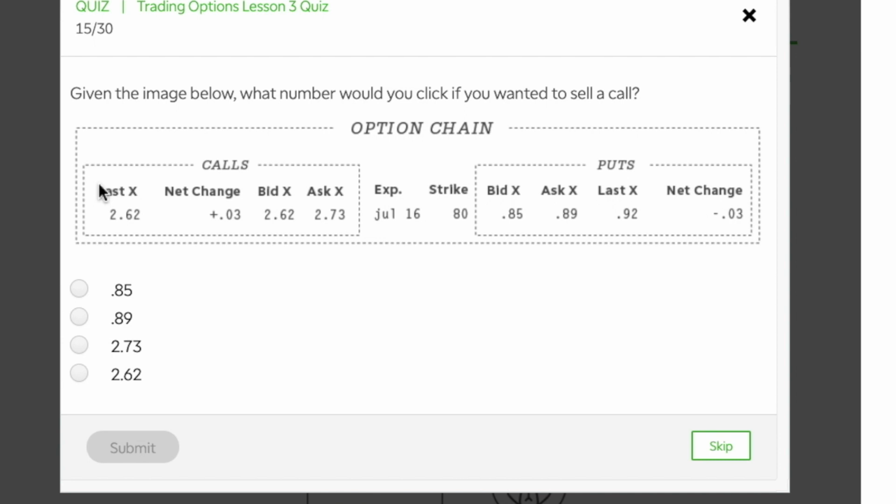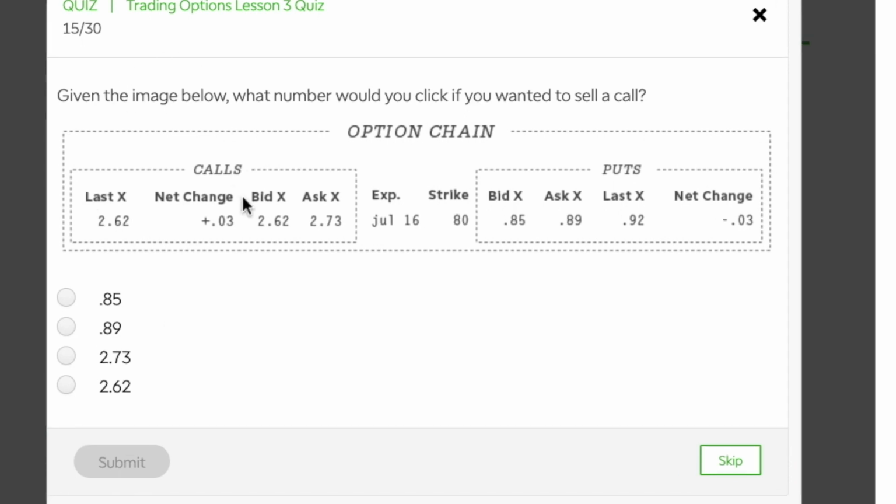Given the image below, what number would you click if you wanted to sell a call? You go to the call side. Remember, this is what buyers are willing to buy it for. This is what sellers want to sell it for. If you want to sell it instantly, you have to go closer to the bid. Generally, in real life, you would try to find a number between these two. So about 2.67, 2.66, that would be what you would want to sell it for, because you don't want to come all the way down to the buyer's asking price. You want to get more money. But for purposes of this quiz, the answer is 2.62.